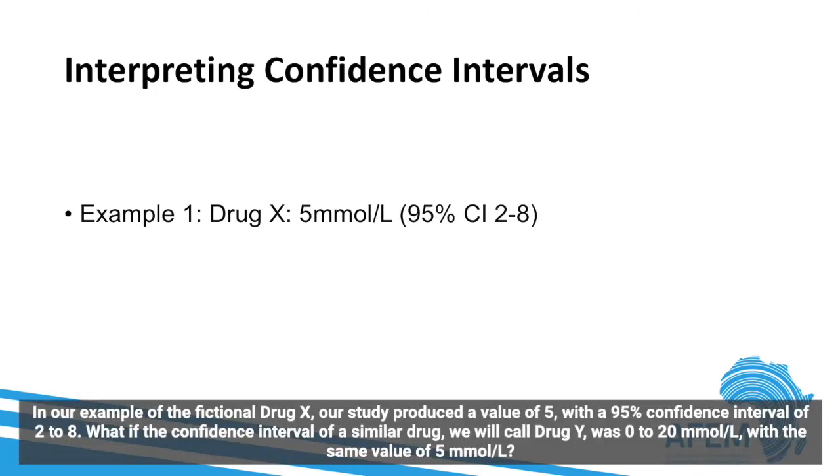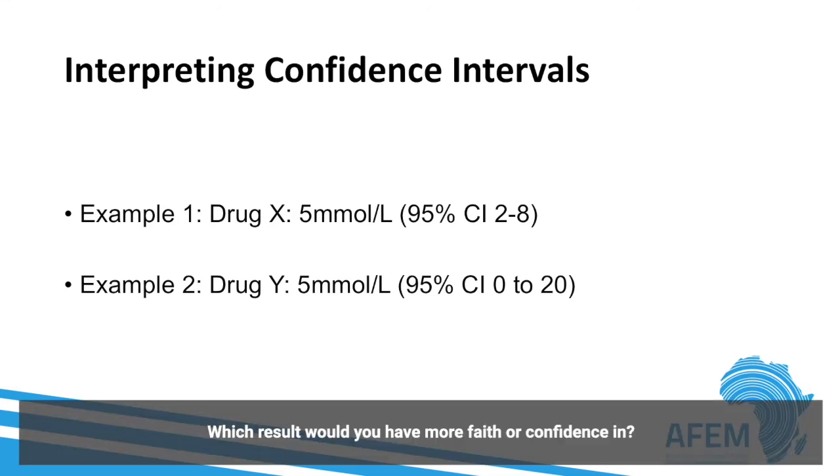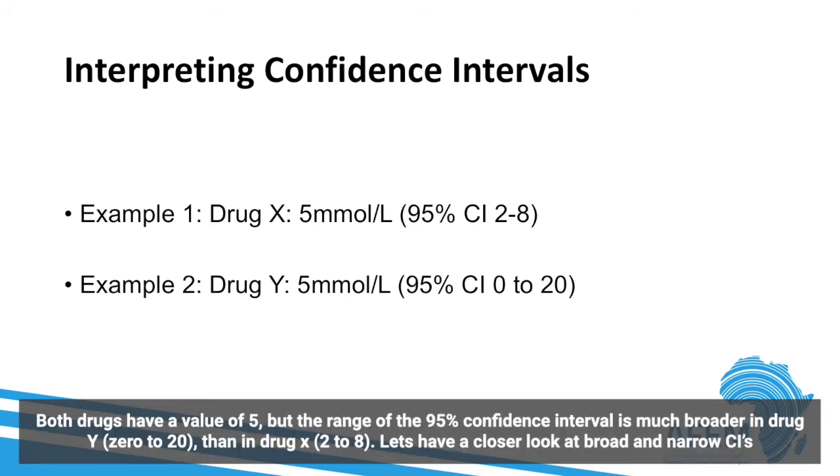In our example of the fictional drug X, our study produced a value of 5 with a 95% confidence interval of 2 to 8. What if the confidence interval of a similar drug, we will call drug Y, was 0 to 20 with the same value of 5 millimoles per liter? Which result would you have more faith or confidence in? Both drugs have a value of 5, but the range of the 95% confidence interval is much broader or bigger in drug Y with 0 to 20 than in drug X with 2 to 8. Let's have a closer look at broad and narrow confidence intervals.